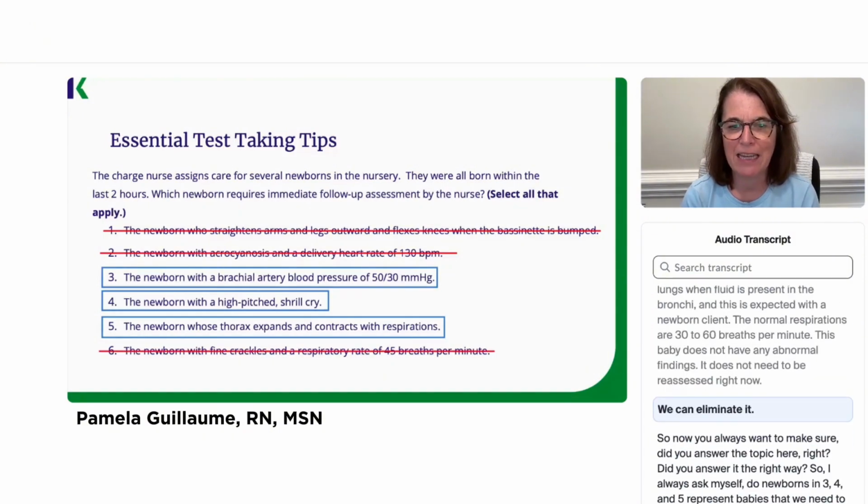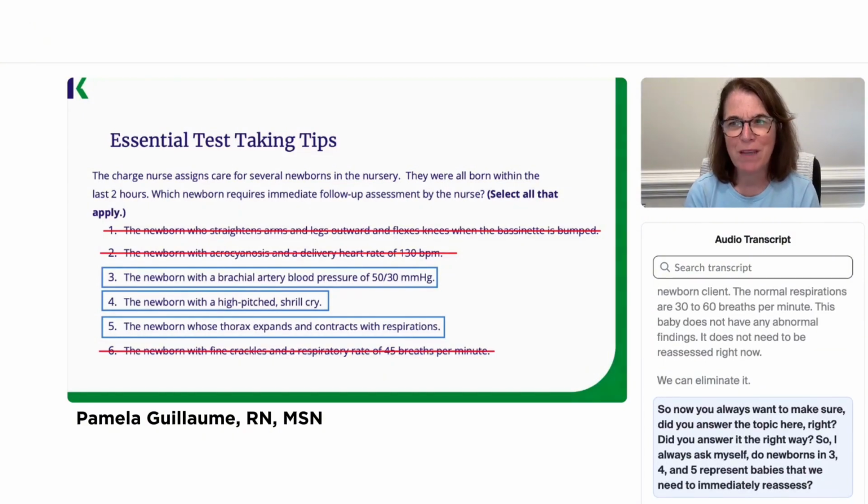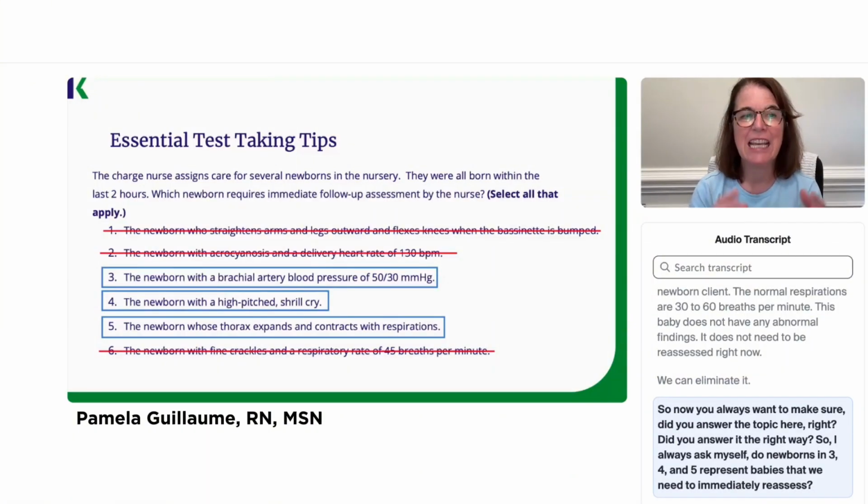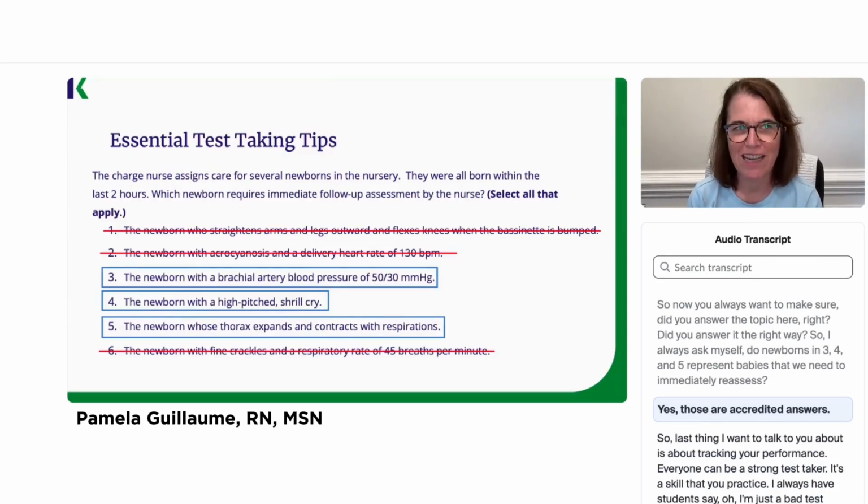We can eliminate it. So now you always want to make sure, did you answer the topic here, right? Did you answer it the right way? So I always ask myself, do newborns in 3, 4, and 5 represent babies that we need to immediately reassess? Yes, those are our credited answers.